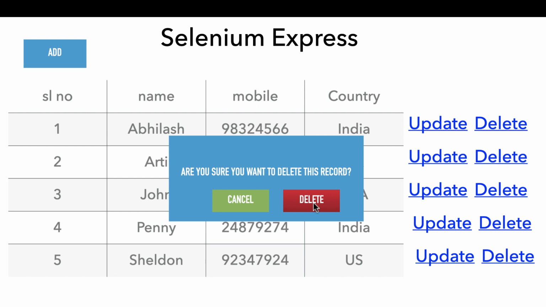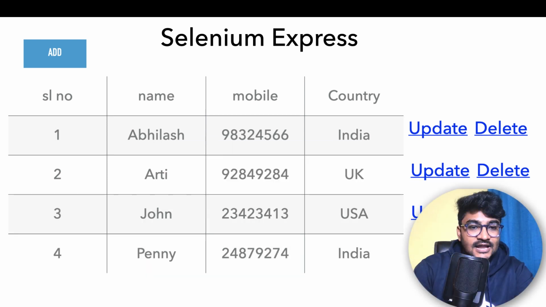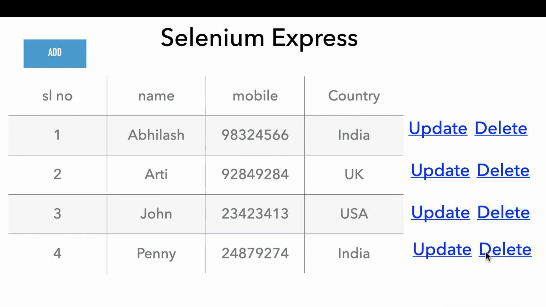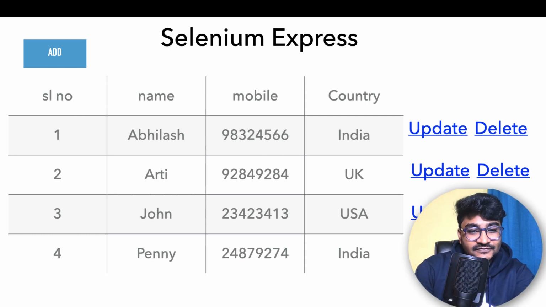But once somebody confirms the delete, you will see that the last record, Sheldon, is not available because we have deleted that particular record. And if you want to delete Penny, you can click on delete and Penny will be deleted for sure. This is the functionality we will be developing.